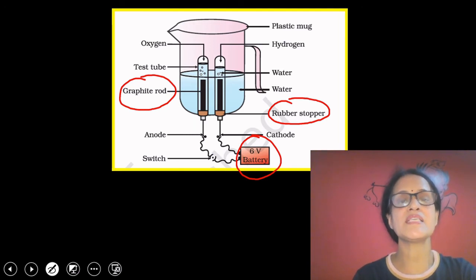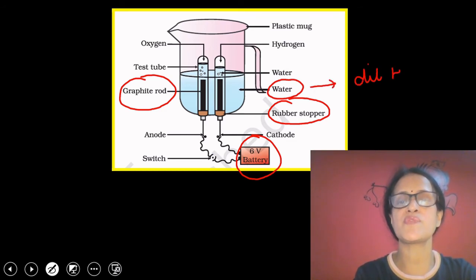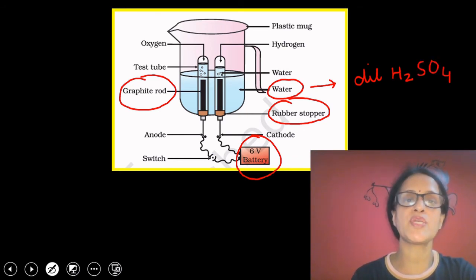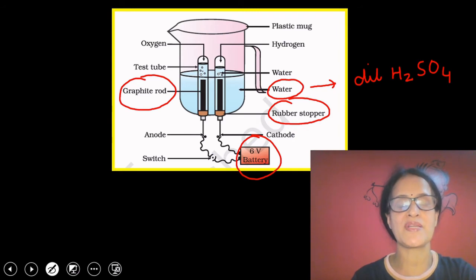Then the mug is half filled with water, and in this water you will add a few drops of dilute sulfuric acid. So this water is called acidulated water. You will take 2 test tubes which are filled with water and invert them on the 2 electrodes. When the switch is turned on, you will observe after some time bubbles of gases above the electrodes. During this process, gases are produced at the cathode and anode, and these produced gases will displace water.